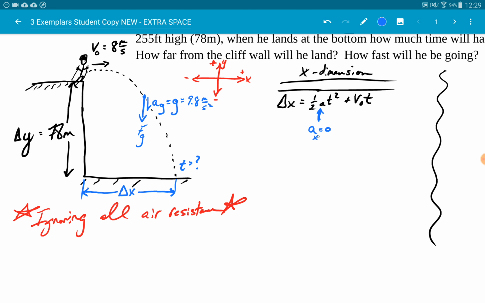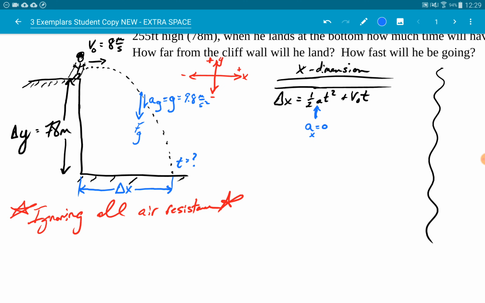And so sometimes I label it a sub x, to remind myself that this is in the x dimension. However, it should be apparent because we have a header up here that says it's the x dimension. So that guy is 0. Furthermore, do I know the original velocity? Again, that's the original velocity in the x dimension. And we said that it's going 8 meters per second to the right, and so I know that this is a positive 8 meters per second because it's in the positive x direction there.